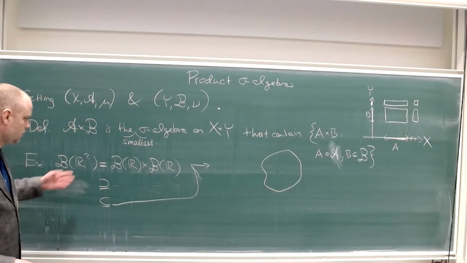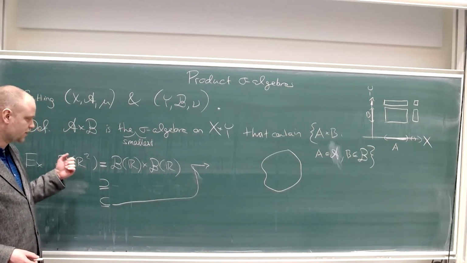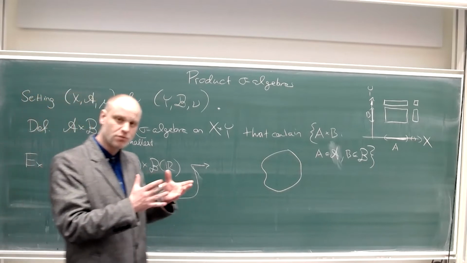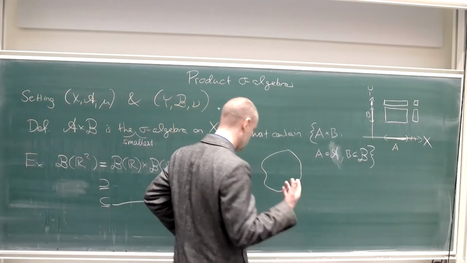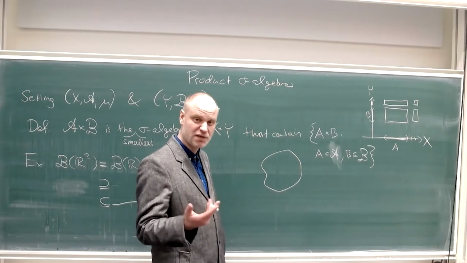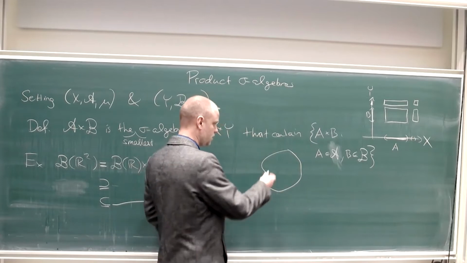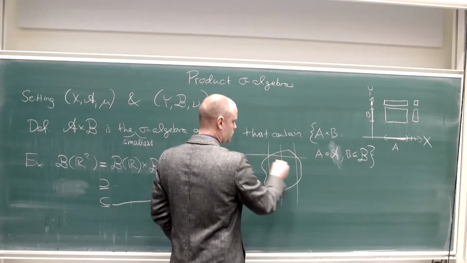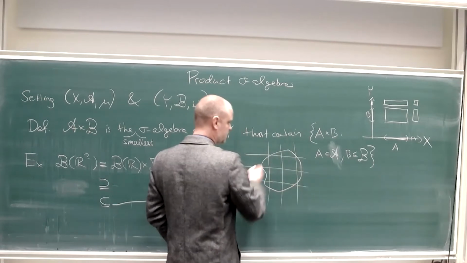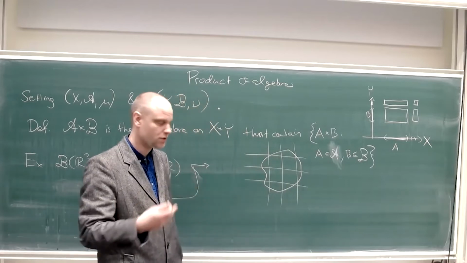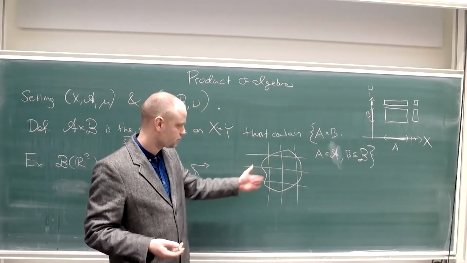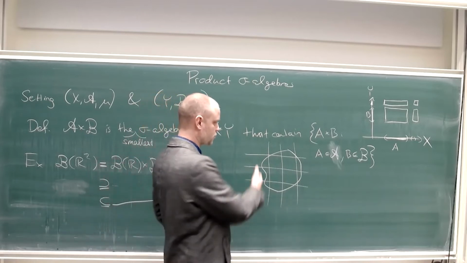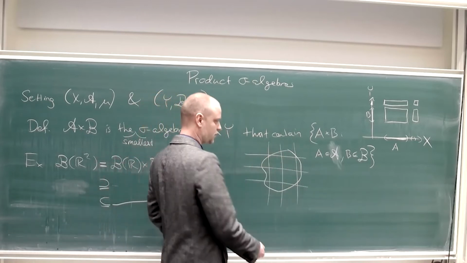In R2. So how can I prove that this open set is now in my product sigma algebra, where I'm only used to using product sets as building blocks? Well, it's very easy. You just see that you can write the open set as a countable union of product sets. One easy way of doing that is to let this be an integer grid.